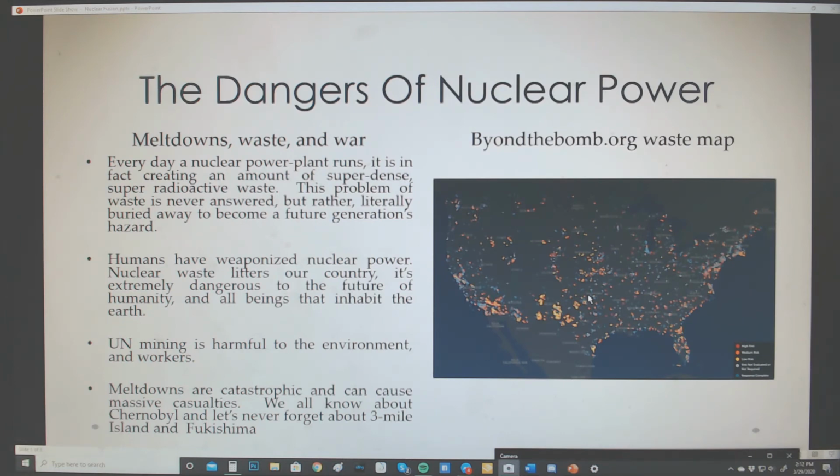Meltdowns are also a catastrophic event that can happen with lots of casualties in the future as long as we do keep using nuclear power plants. An example would be Chernobyl with 6,000 deaths, or Fukushima that had 2,000 related deaths. And let us not forget Three Mile Island, which was just in our backyard.